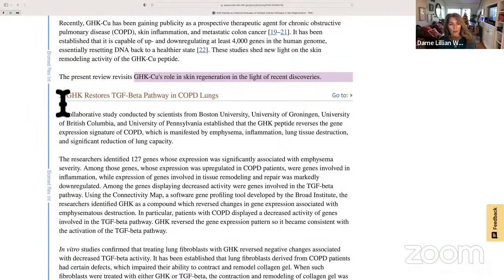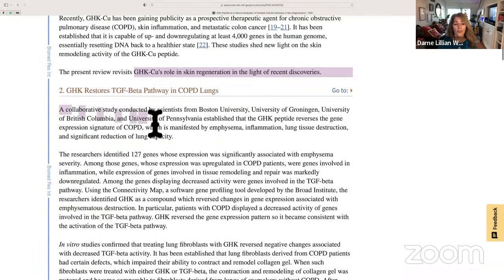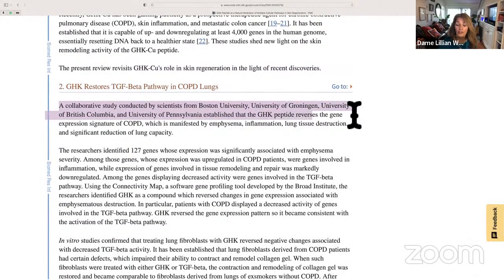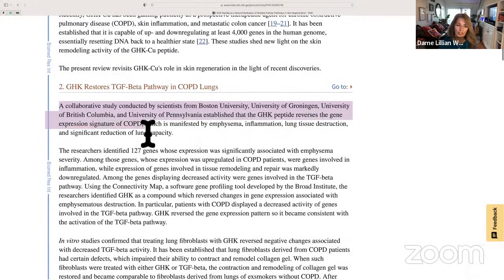Chronic obstructive pulmonary disease. So in this section, it talks about how there was a collaborative study conducted by a group of scientists at Boston University, the University of Groningen, the University of British Columbia, and the University of Pennsylvania, and it established that GHK peptide reverses the gene expression signature of COPD.